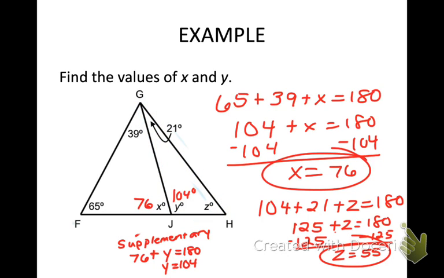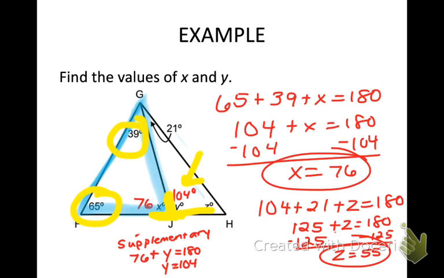Alright, so this is 104, this was 55, not that 55 really matters. If we focused on this blue triangle over here, and focus on this angle right here where I'm pointing to 104, what do you get when you add 65 plus 39? You get 104. And notice how that 104 is an exterior angle of the other interior angle of that triangle.